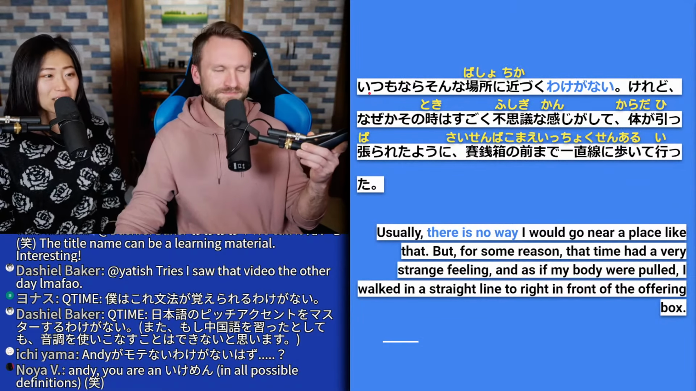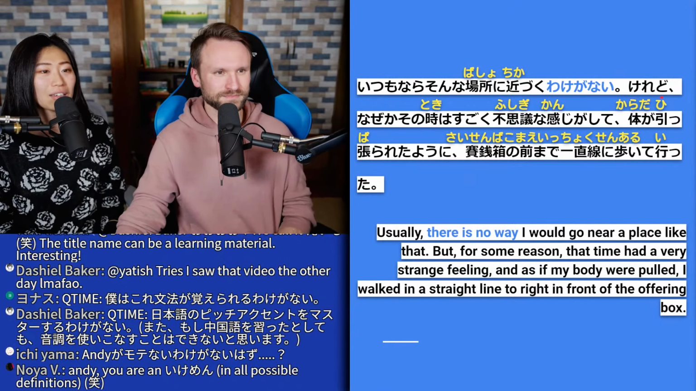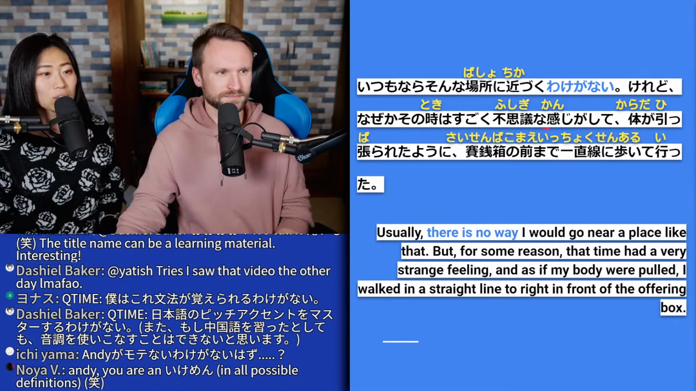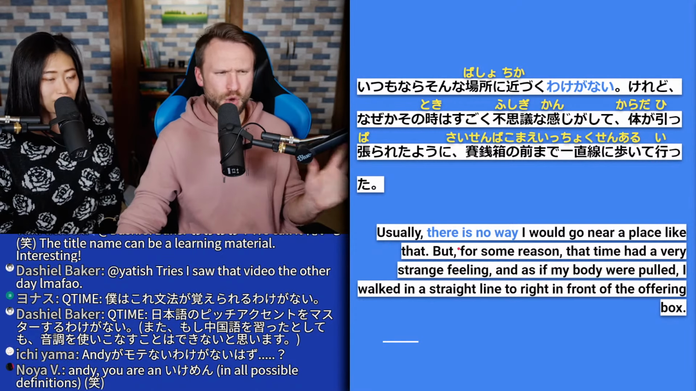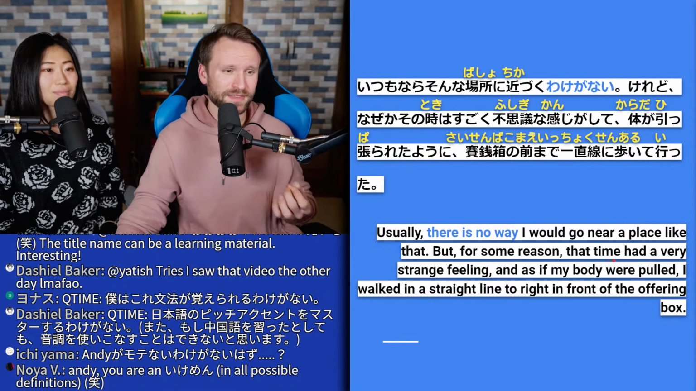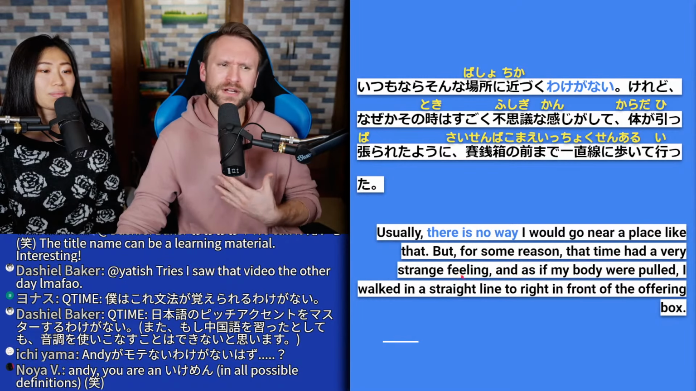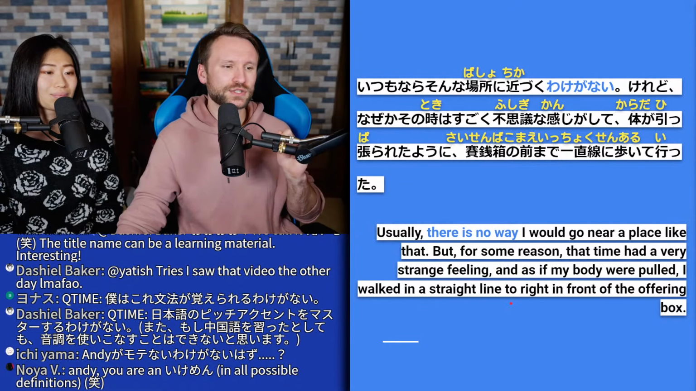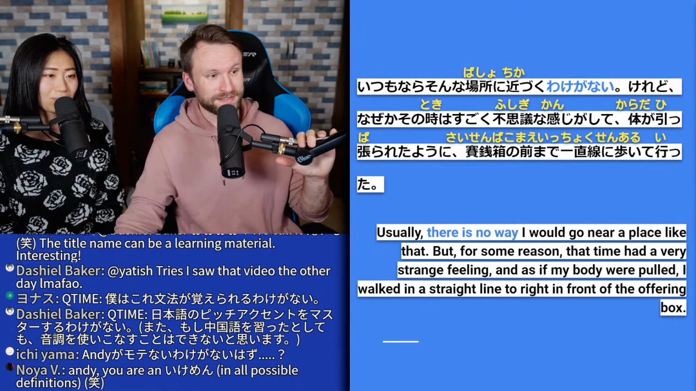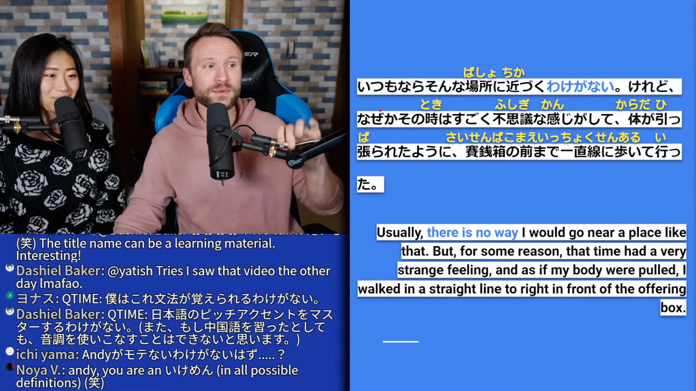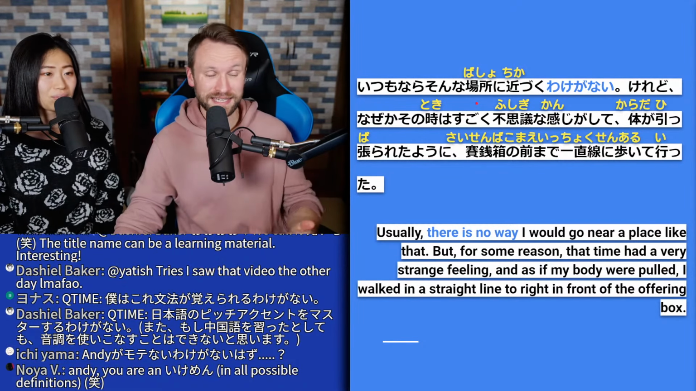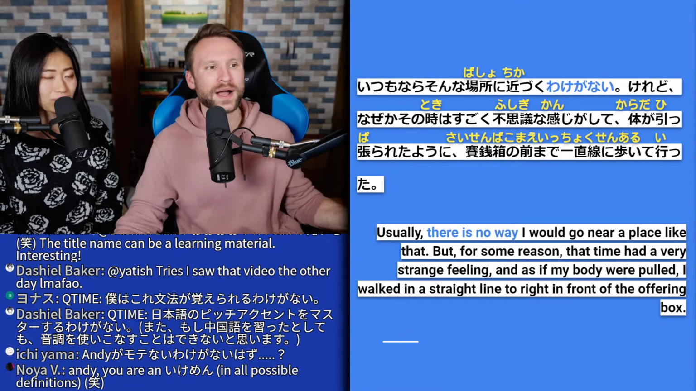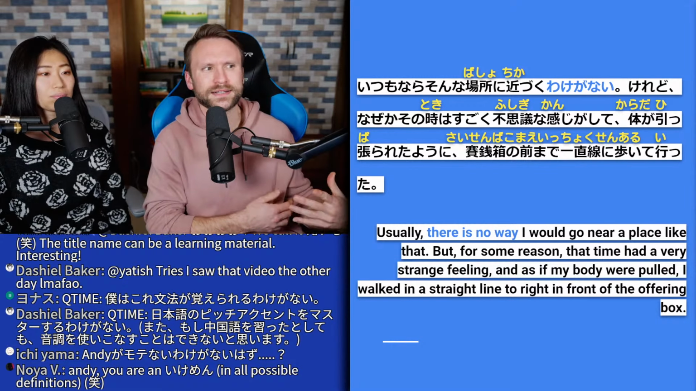We have いつもならそんな場所に近づくわけがない。けれど、なぜかその時はすごく不思議な感じがして、体が引っ張られたように賽銭箱の前まで一直線に歩いていった。 So usually there's no way I would go near a place like that. But for some reason, that time had a very strange feeling. And as if my body were pulled, I walked in a straight line to right in front of the offering box. That is a long sentence. Oh, it's two sentences there. But anyway, いつもなら, normal times, そんな, that kind of 場所に, so that kind of place, に, in that direction, 近づく, so go near to, わけがない. So there's no way I would go near to a place like that in normal times.